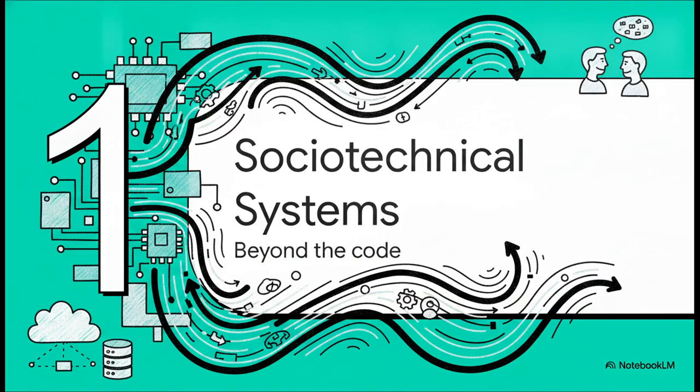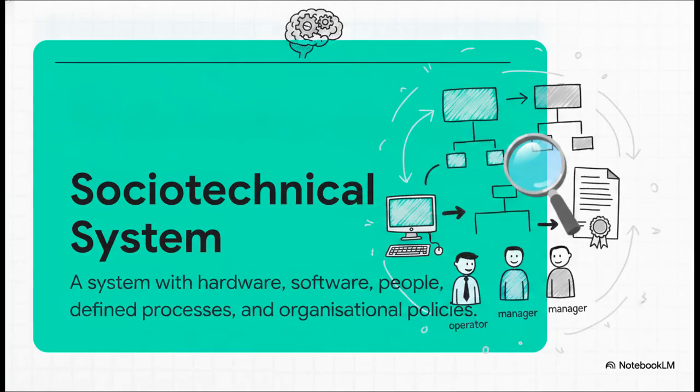Sociotechnical systems. To build dependable software, we have to look way beyond the hardware and the lines of code on our screens. So let's start with a crucial definition. What exactly is a sociotechnical system? Well, it's a system that includes non-technical elements like people, operational processes, and organizational policies, right alongside the technical components like computers and software. The really important takeaway here is that operators, managers, the company's culture, and its procedures aren't just external factors. They are inherent parts of the system architecture itself. You literally cannot separate the software from the people using it.